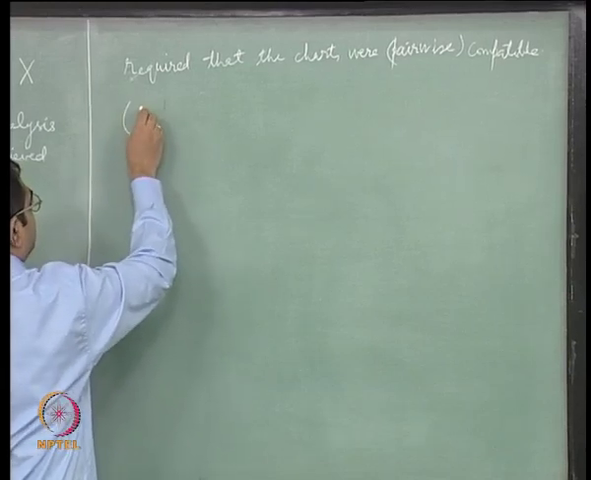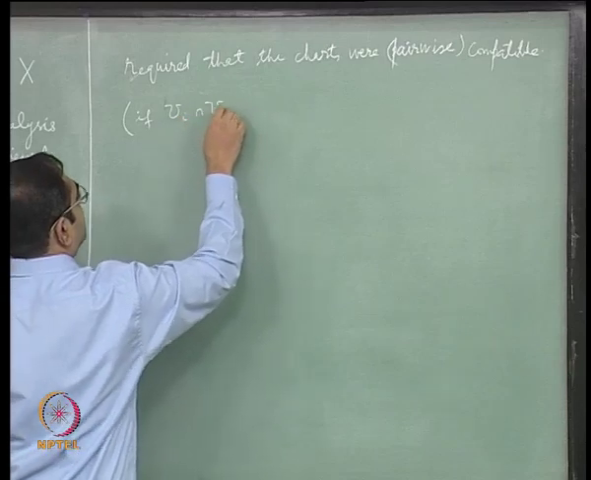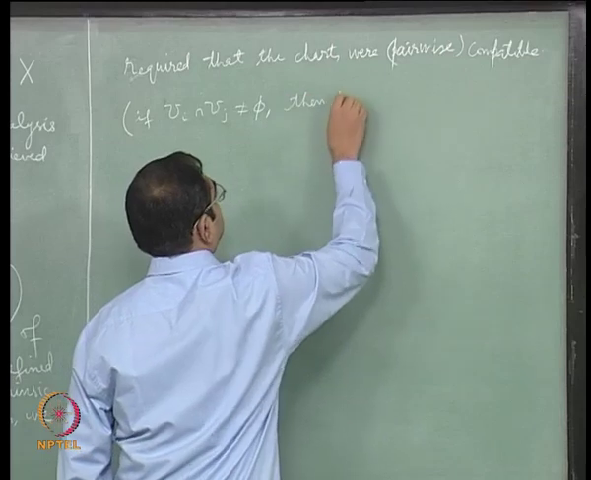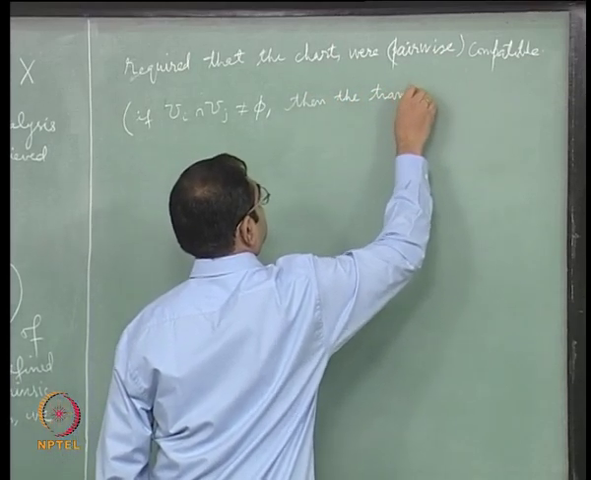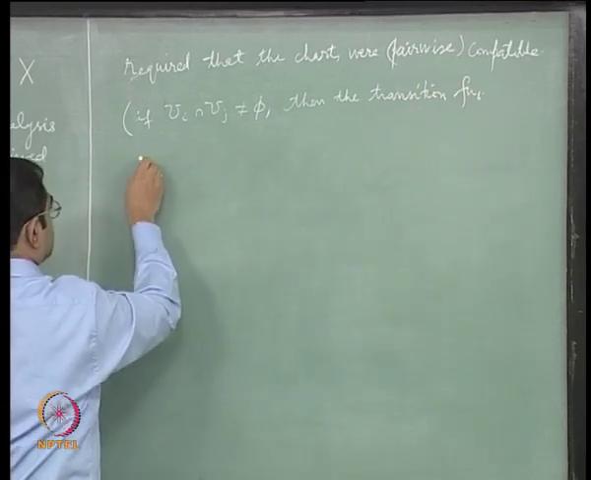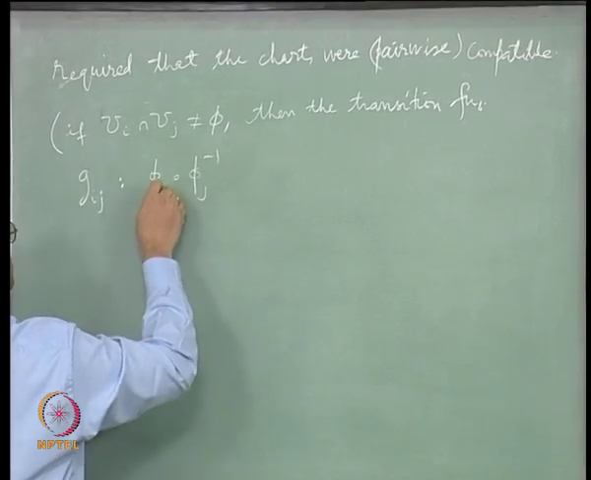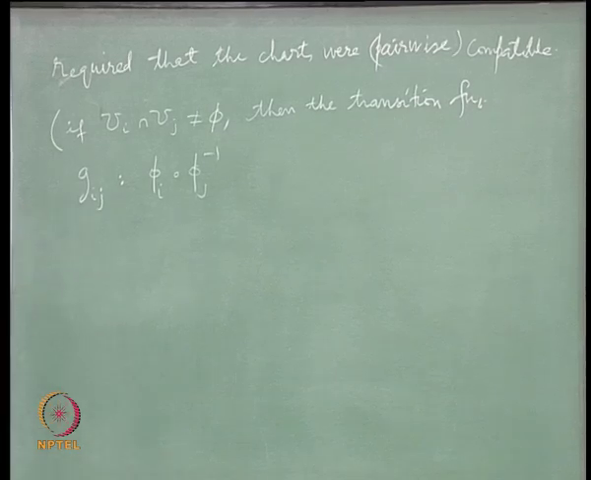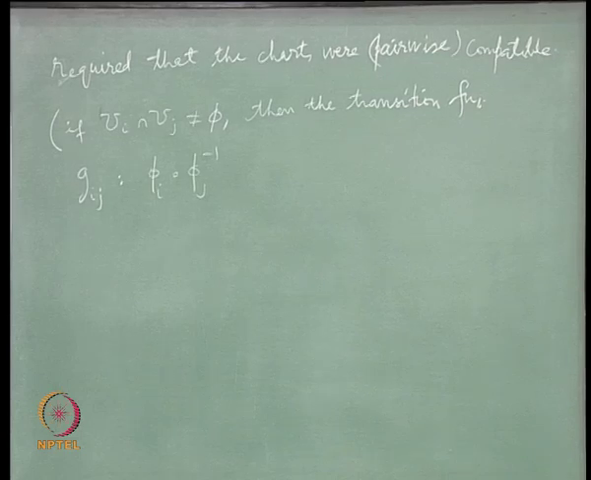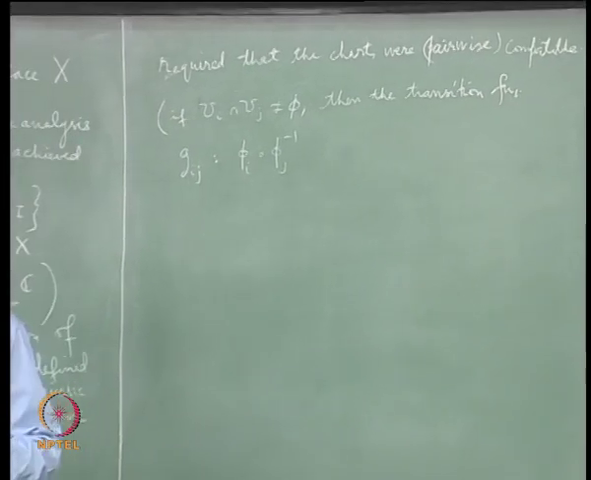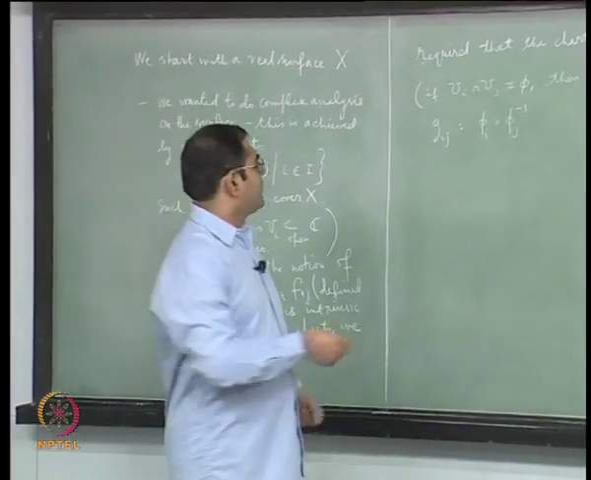The pairwise compatibility condition was that if U_i and U_j were intersecting non-trivially, that is the intersection was not empty, then the so-called transition function, which I denote by g_ij, which is first apply phi_j inverse and follow it by phi_i, is going to be defined. It is a homeomorphism from an open subset of the complex plane to another open subset of the complex plane, and I want this to be holomorphic. Because it is injective, that is also equivalent to requiring that this function is a holomorphic isomorphism, because an injective holomorphic map is also a holomorphic isomorphism, the inverse also becomes holomorphic.